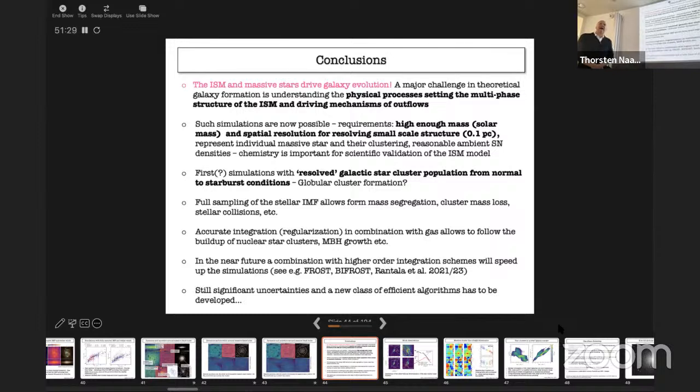I could speculate. Of course, if we have a very structured ISM, the escape fraction is higher. But I cannot give you numbers. Okay. It's between 0 and 1.